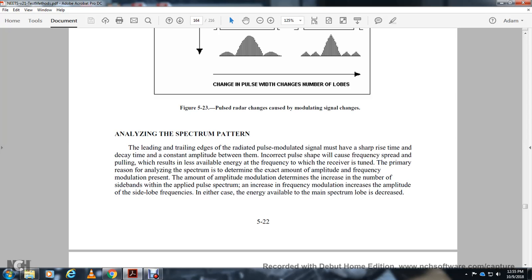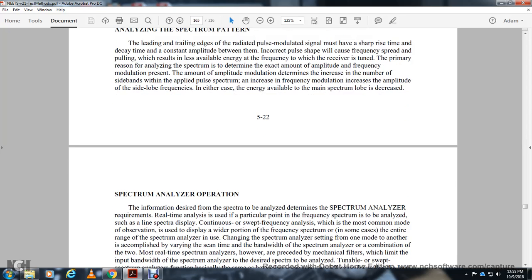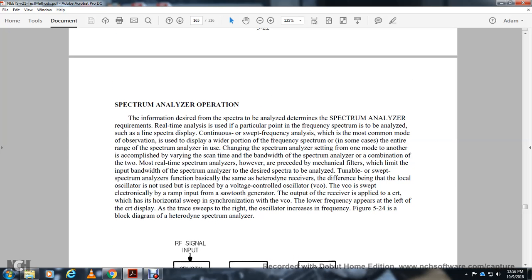Increasing the frequency modulation increases the amplitude of the sidebands at low frequency. In either case, the energy available to the main spectrum is decreased. Spectrum analyzer operation.